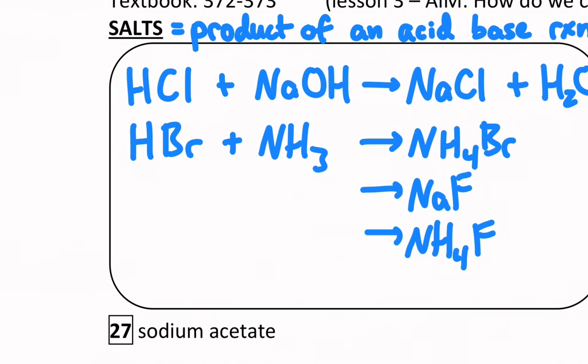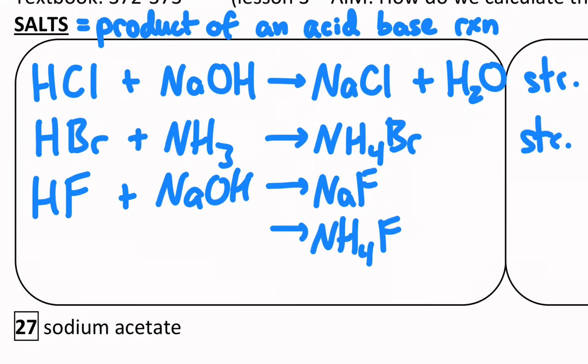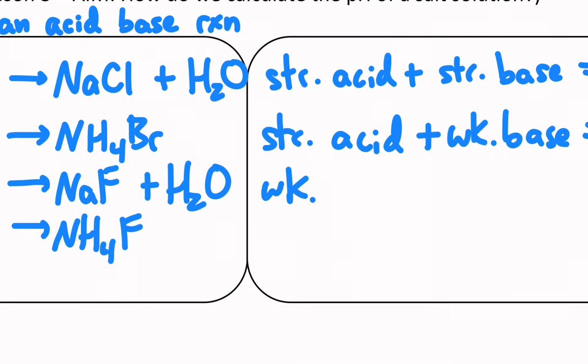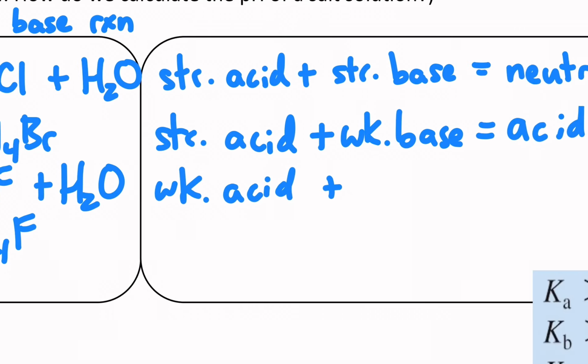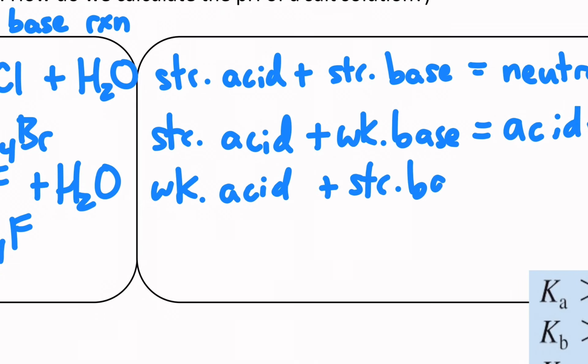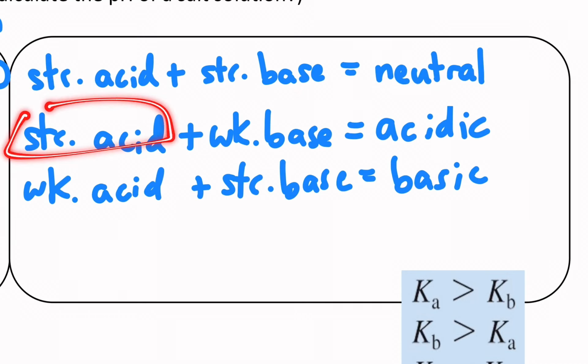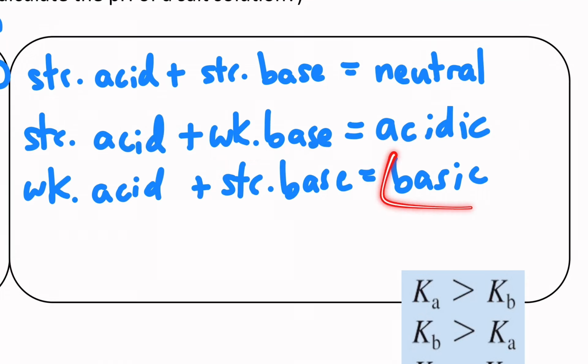Let's check the other two. Sodium fluoride will be just like sodium chloride, but we're going to start with hydrofluoric acid. Treat that with sodium hydroxide. That means you'll need another water molecule on the right to balance. Now we have a weak acid plus a strong base, and here the trick is that gives you a basic salt. So strong plus strong cancels each other out. You get neutral. When you have strong acid plus weak base, the acidic part predominates. When you have a strong base plus a weak acid, the basic part predominates.